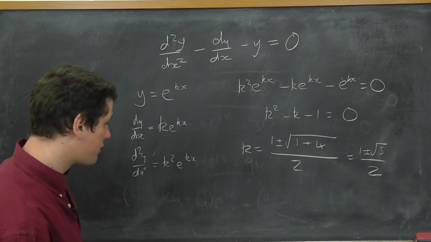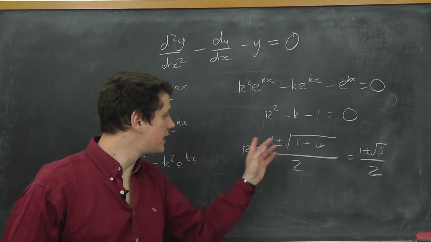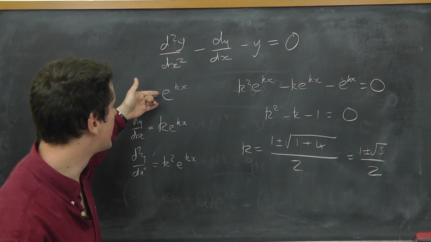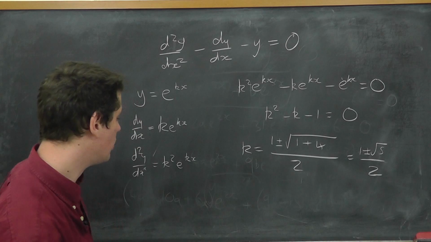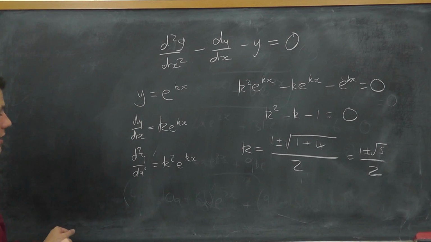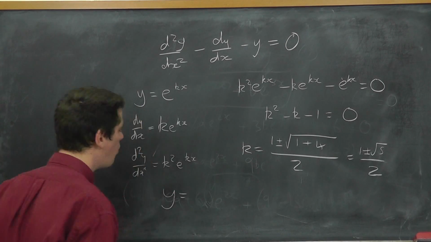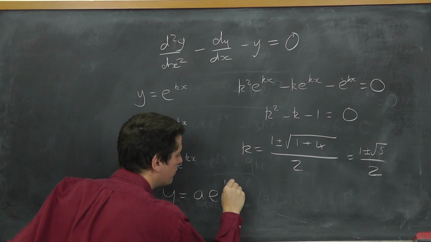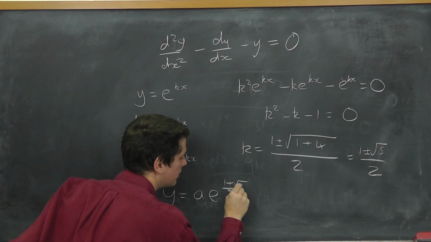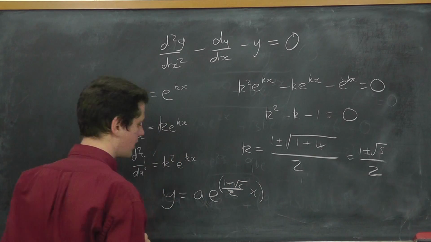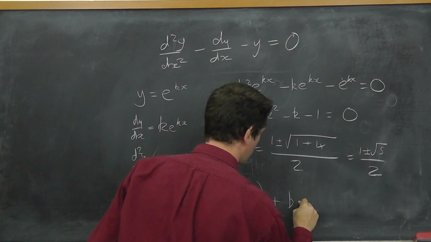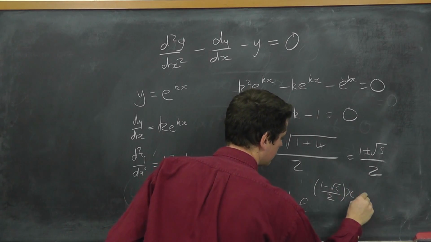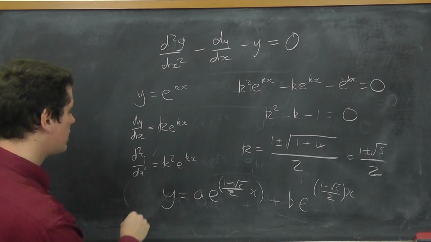And again, if we go through the check, we'll find that not only do these k's work, but any linear combination of e to the kx for either of these k will work. So the general solution of this differential equation turns out to be y equals a times e to the (1 plus root 5 over 2)x plus b times e to the (1 minus root 5 over 2)x.